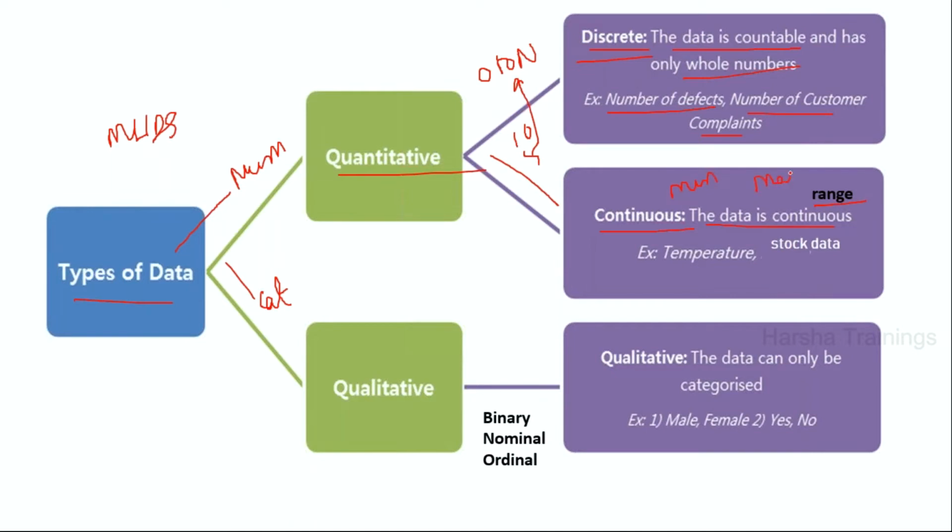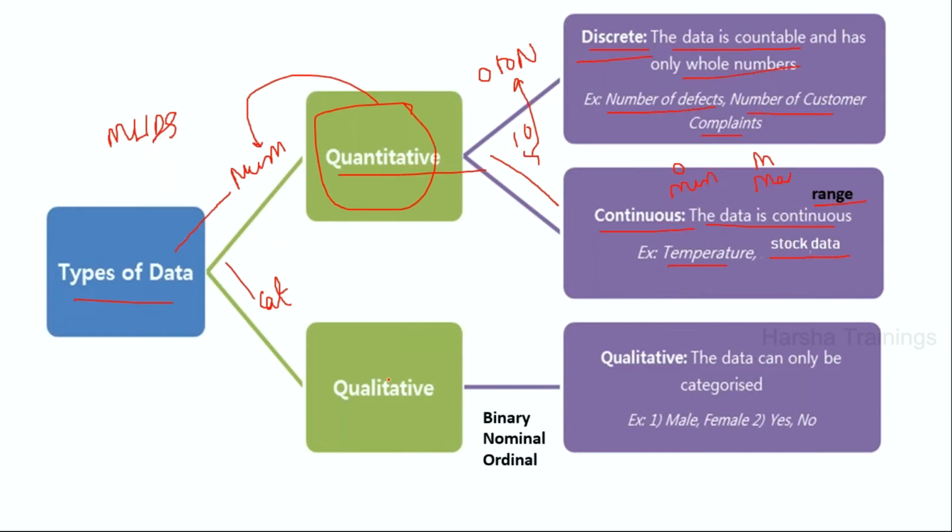Okay, here the best example for continuous data is stock market data. Here we are going to represent the data in the form of some minimum range to maximum range, and temperature is also a good example for continuous data. Discrete or continuous are part of quantitative. Quantitative data is also called numerical data.